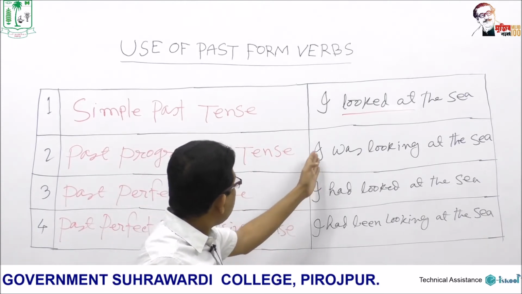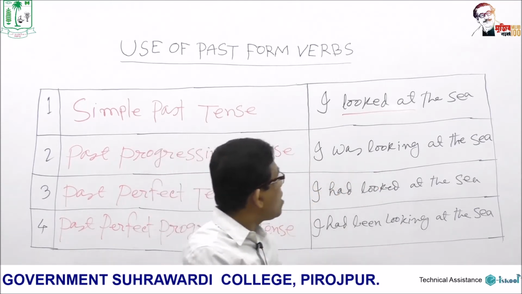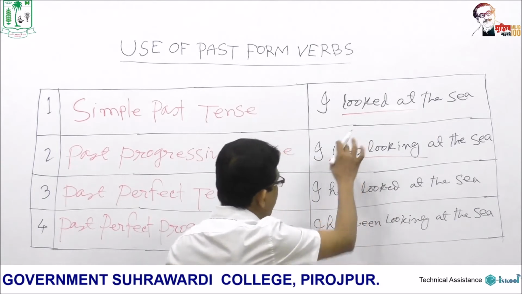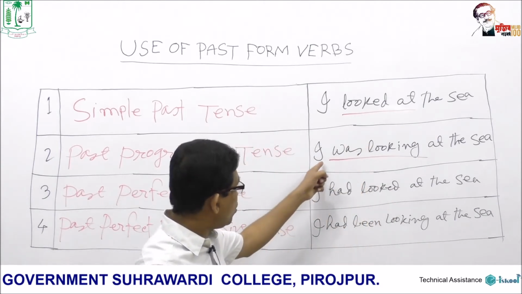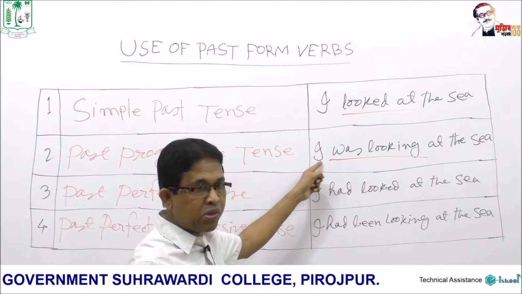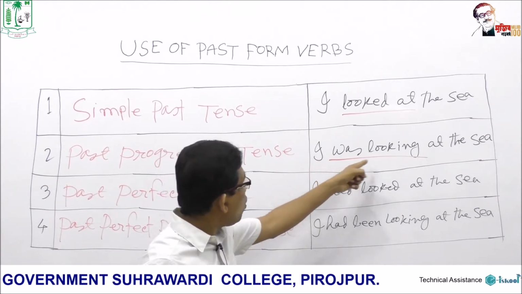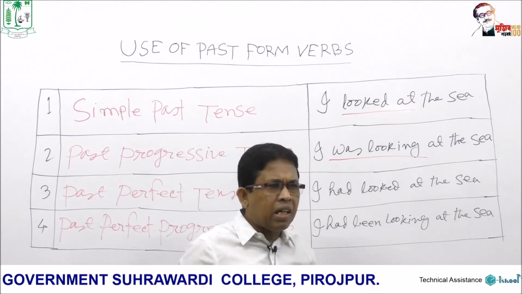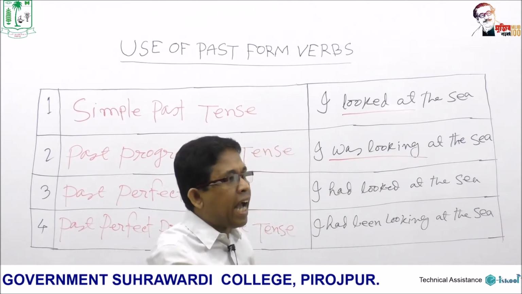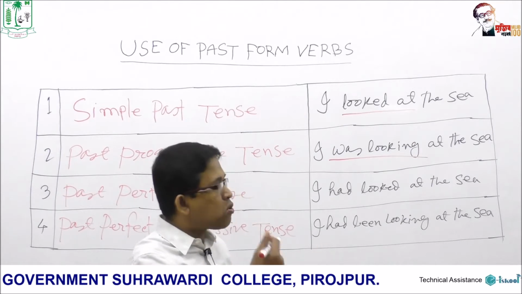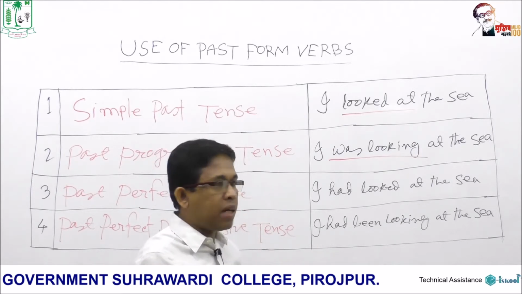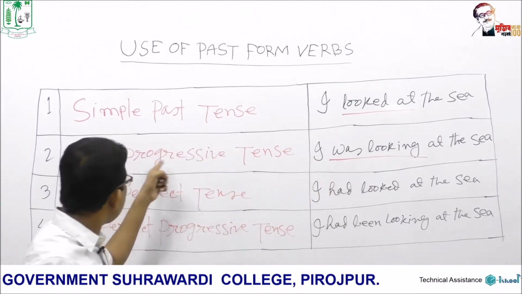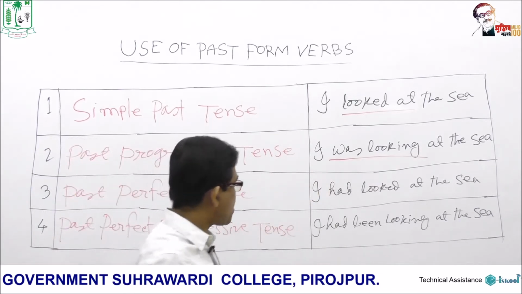And then, past progressive tense, I was looking at the sea. Was looking, and here we can also use were when we use plural forms, or we use the second person you. So I was looking. So past progressive form indicates some ongoing action that was going on in the past for a short time. This is called past progressive tense, and another name of this tense is past continuous tense.